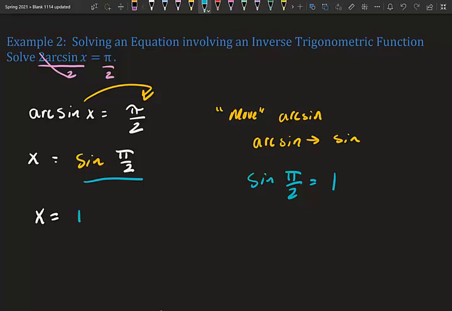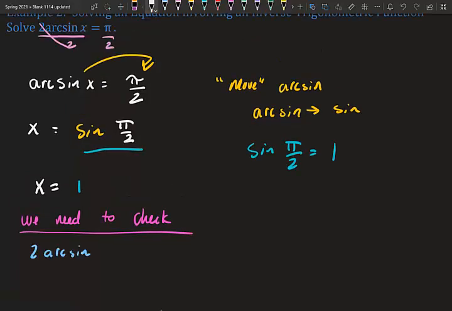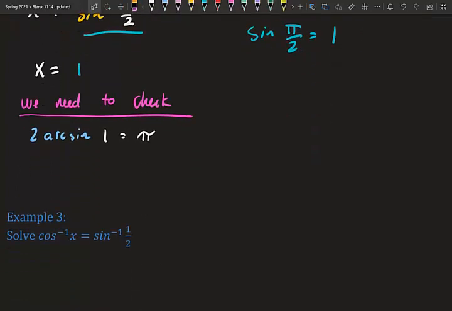Now we have to check it because we actually got a value for it. There are 2 ways you could check it. You could do it by hand, or you can use a calculator. It honestly does not matter. If you do it by hand, it's great, but to me it's just easier to use your calculator. So in our equation, we have 2 arc sine x, which is 1, and it needs to equal pi. So arc sine 1 is pi over 2, times 2 equals pi, so pi equals pi. It works doing it by hand.